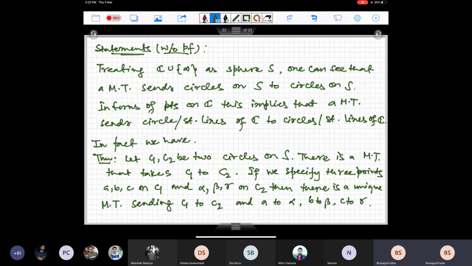I am saying that circles go to circles, but in fact something more can be done: you specify any circle, and you will always be able to find a Mobius transformation which takes that circle to the given circle. And if you even specify three points, as we have already seen, there is a unique Mobius transformation which does the job. So this is a very interesting and strong statement.